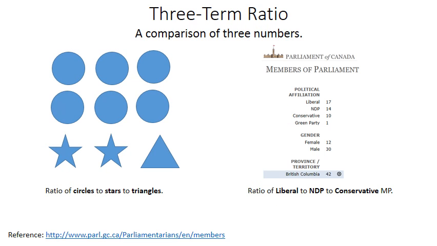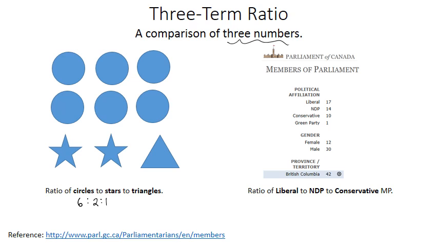The next example we have are three-term ratios. And instead of being a comparison of two numbers, it's a comparison of three numbers. So here we have circles to stars to triangles. So circles first, there are 6 circles. Then to stars, there are 2 stars, and there's only 1 triangle. Now this ratio, I can't simplify any further because there's no common factor except for 1 is the greatest common factor, so we can't simplify it.